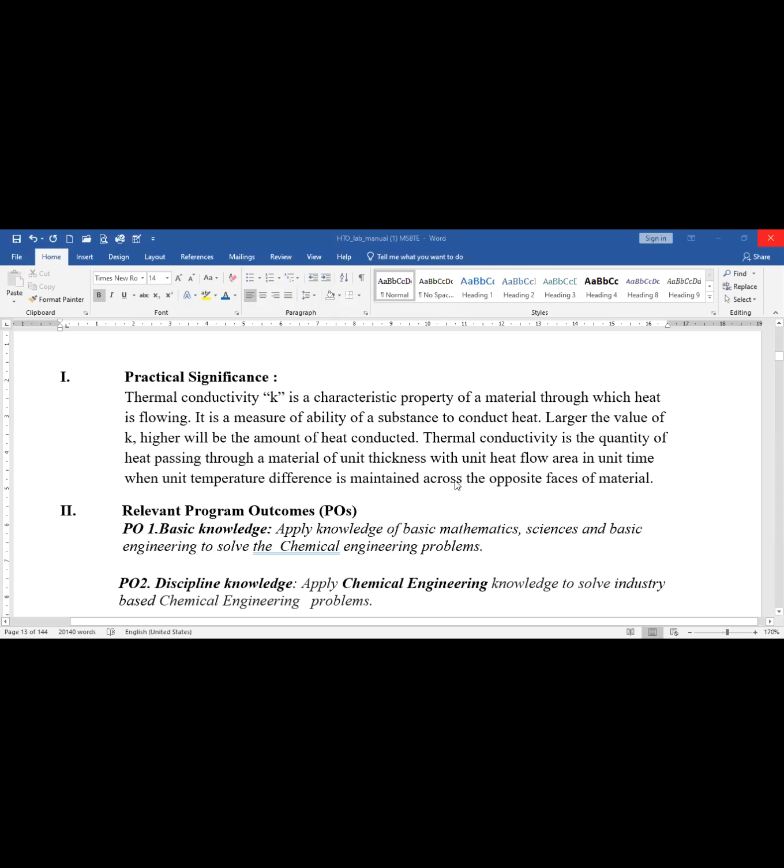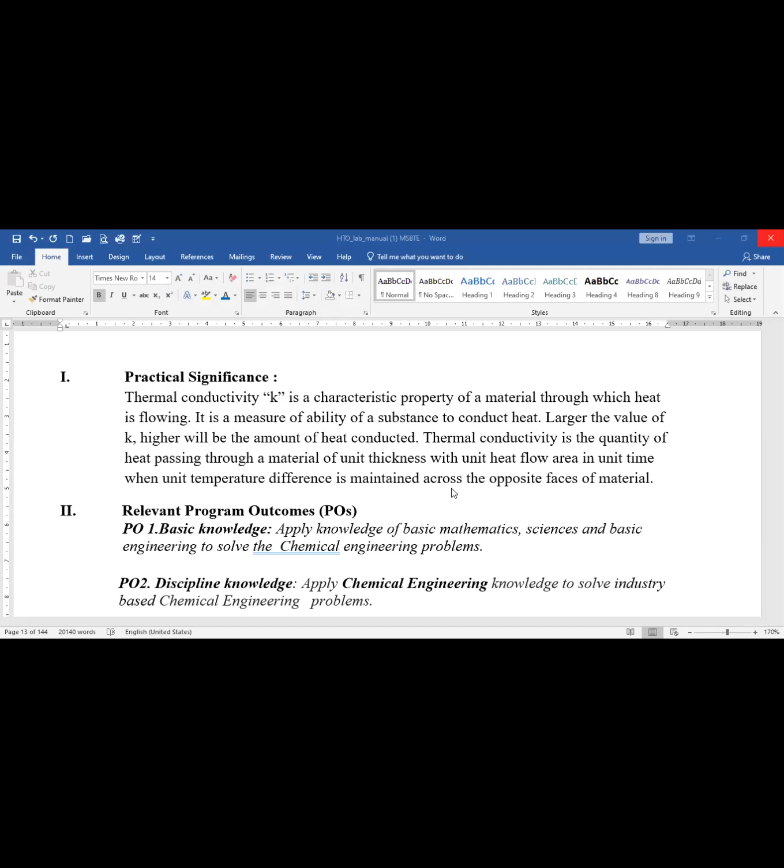Now, from the practical point of view, we have to calculate the thermal conductivity on the basis of Fourier's law. Mathematically, Fourier's law is Q equal to minus K A dT by dx, along whatever the path of that heat is. So for this rod or slab, Q equals minus K A dT by dx.